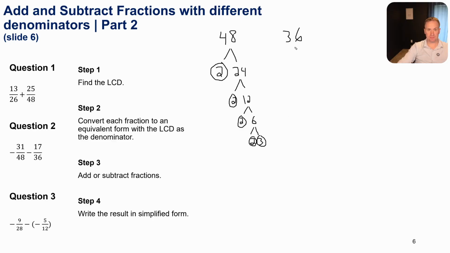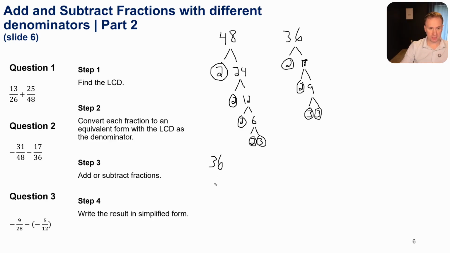36 can then be factored as 2 and 18, 2 and 9, and then finally 3 and 3. All right, so that's the prime factorization for both of these numbers. Let's go ahead and list them now, and now compare the columns, drop the columns down.